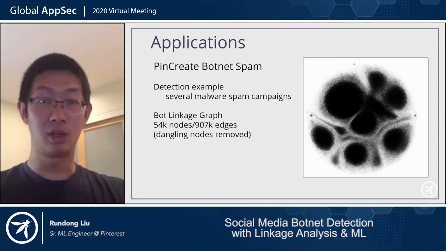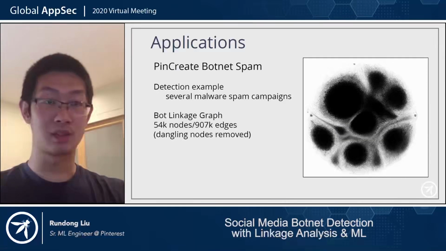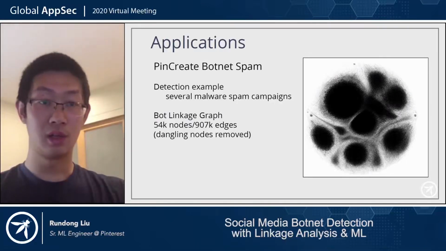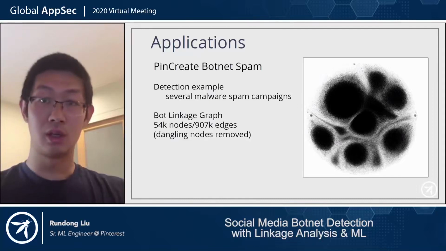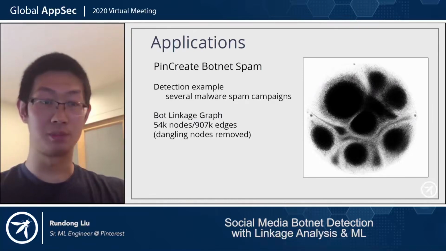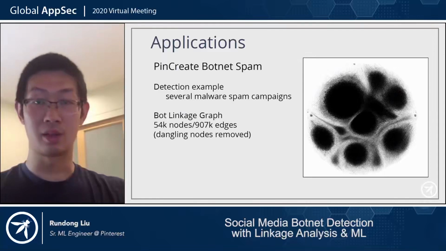From the model itself, we detected a lot of pin create botnets, and here I will show just one example. On the right, you can see the connection graph. It contains 54K nodes as accounts and 900 edges, where two users have posted similar content multiple times. It is worth noticing that most legitimate users are dangling in the graph, so I have removed them. When we took a deep look, we found that it actually includes several malware campaigns that were active last year. So this helped us detect several campaigns without even digging into what content they're using. Our analysts also analyzed the result and quickly patched a rule to stop the campaign.